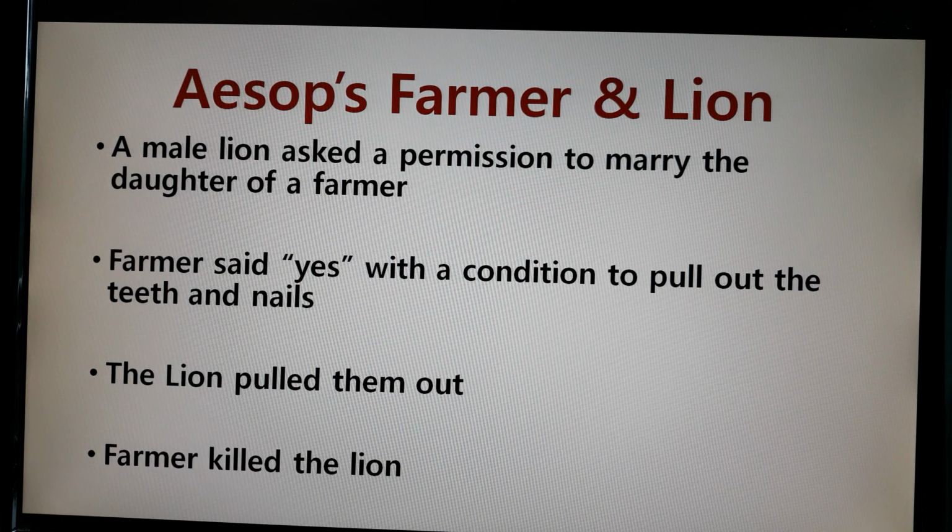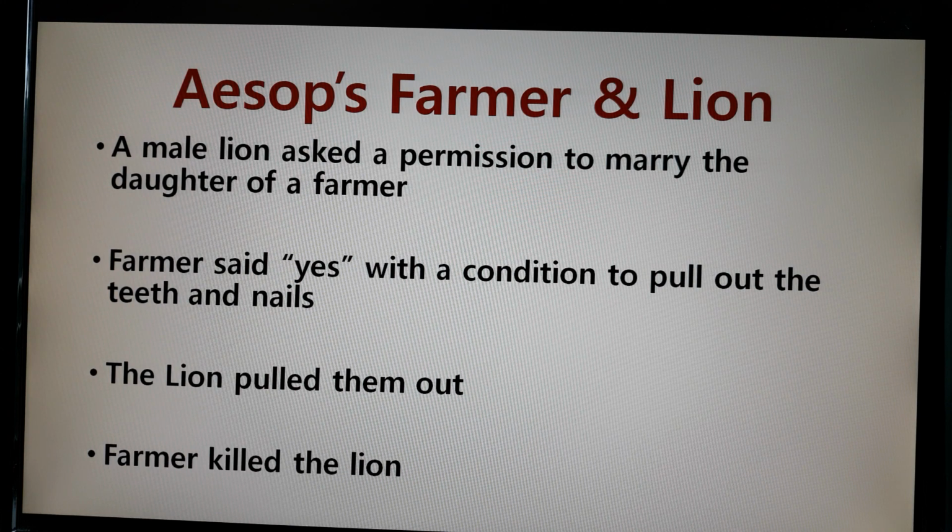So what would the farmer say? Thinking about this, if you say no, come on, my daughter is a human being and beautiful, why should she marry you, a stinking, furry animal? Then what would the male lion do? First of all, the lion would be very disappointed. Then the lion gets upset. Then the lion comes and kills the farmer and probably the daughter too, the whole family. So the father was in agony. He said, "Oh, I'll think it over."